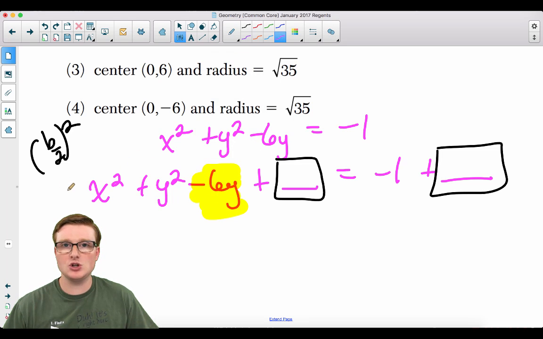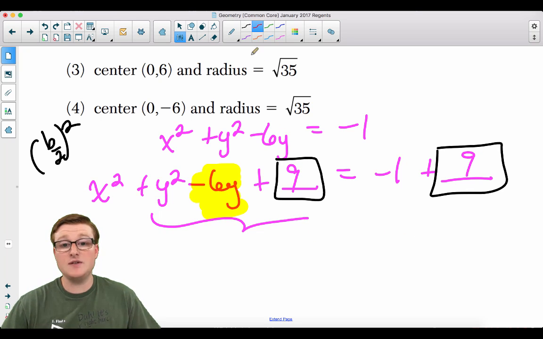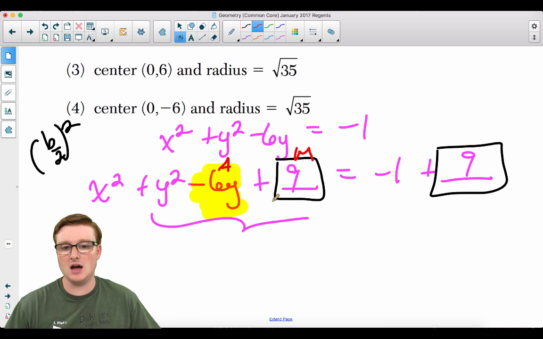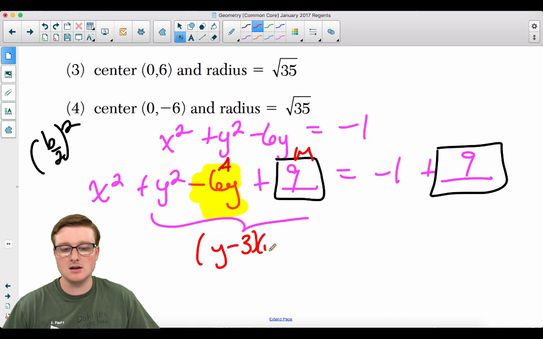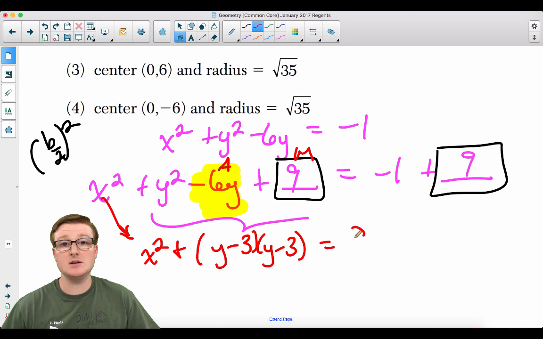Negative 6 divided by 2 is negative 3. Negative 3 squared is going to be 9, and 9. Now, this is factorable by the AC method. What adds to negative 6 and multiplies to give you positive 9? Well, that's going to be y minus 3, y minus 3. And that x squared, by the way, carries along for the ride down here, is equal to 8.